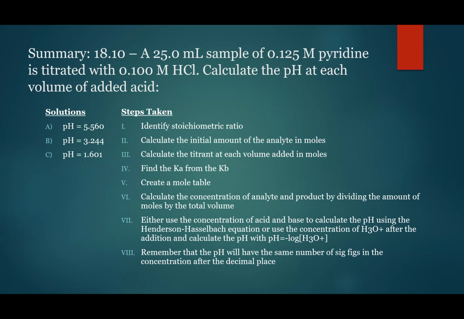We either use the concentration of acid and base to calculate the pH using the Henderson-Hasselbalch equation, or we use the concentration of H3O plus after the addition of the acid and calculate the pH with pH equals negative log of the concentration of acid. Remember that the pH will have the same number of sig figs as the concentration after the decimal place. Our solutions: for volume A, pH equals 5.560. Our pH for volume B is 3.244. And our pH for volume C is 1.601.